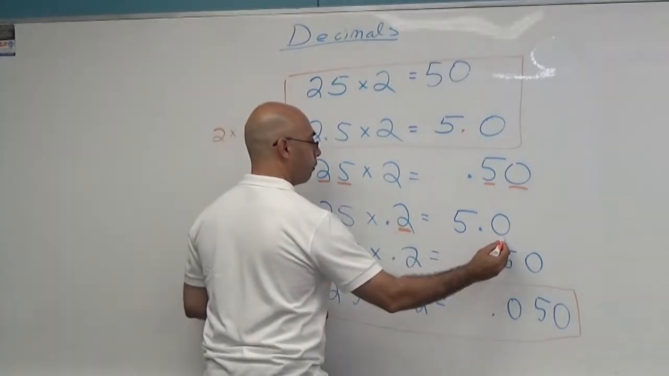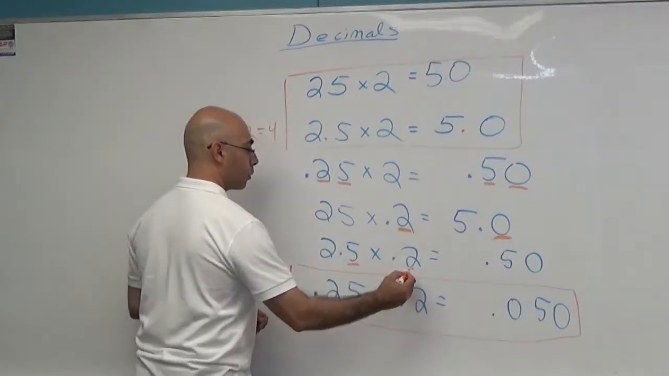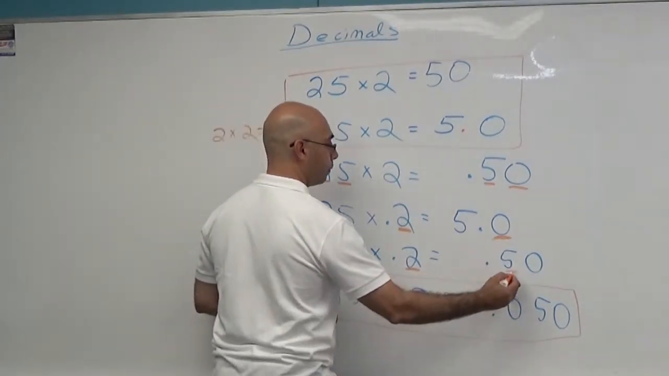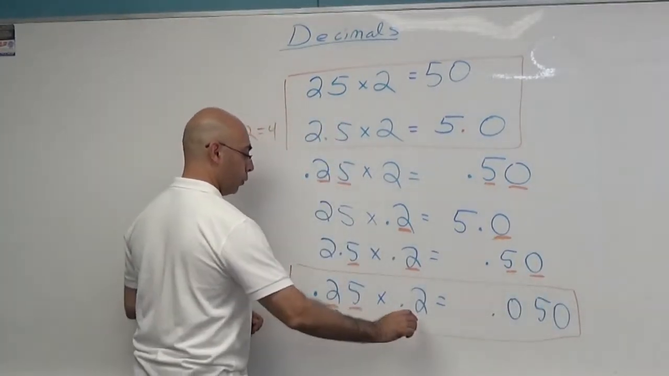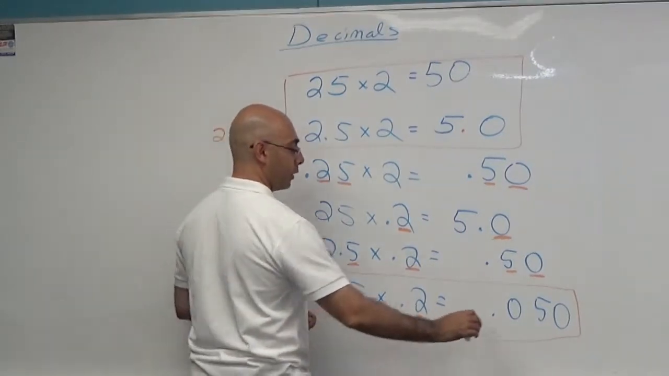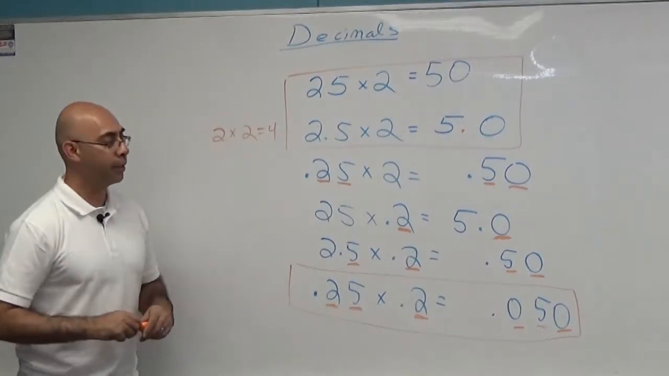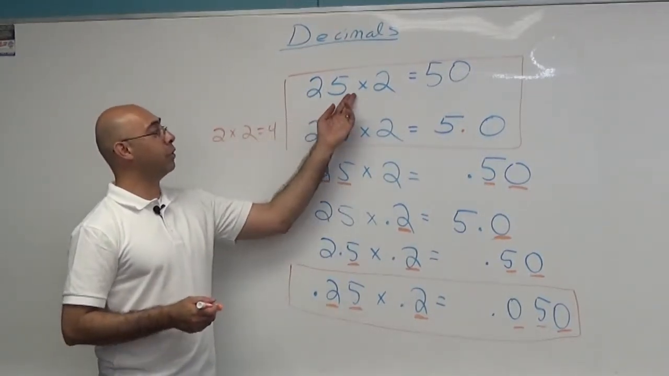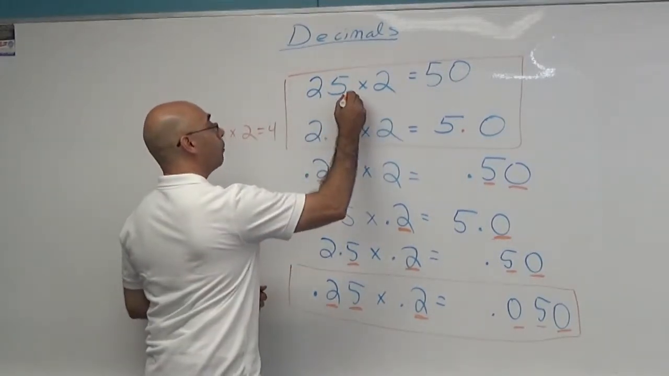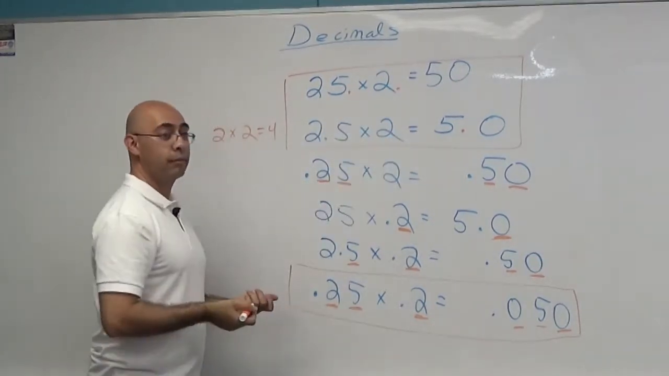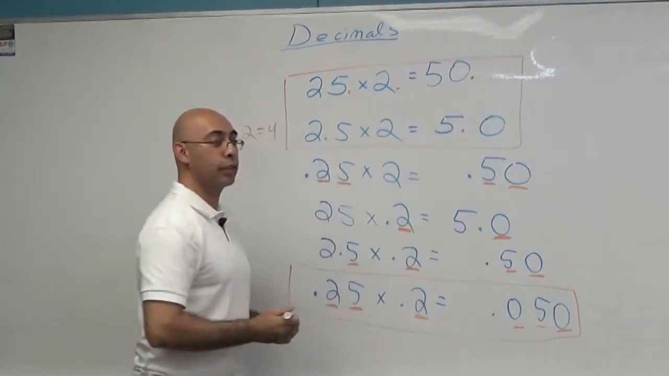In this answer, I have 1 decimal place. In this problem, I have 2 decimal places. In my answer, I have 2 decimal places. In this problem, I have 1, 2, 3 decimal places. In my answer, I have 1, 2, 3 decimal places. In this problem, I have no decimal places. Well, I have a decimal point, but there's nothing after it. So in this answer, here's my decimal point, but I just have nothing after it.